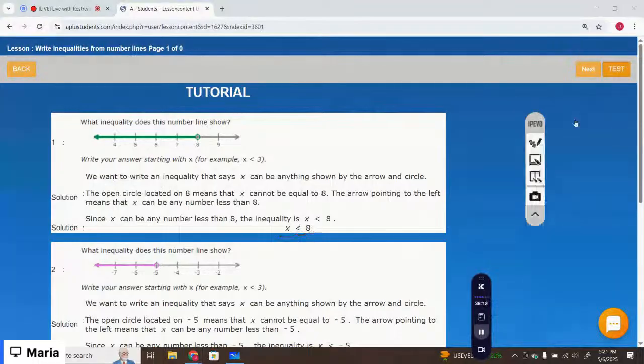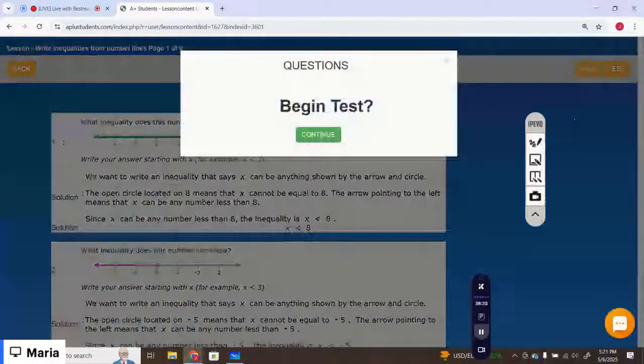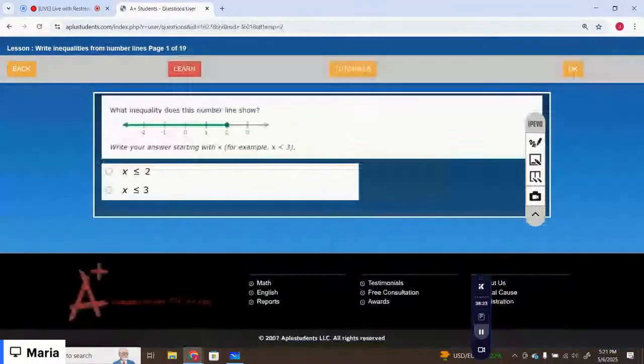Let's just start with test questions. What inequality does the number line show? That is x is less than or equal to 2. All the numbers that are less than 2 are the solution, and 2 is also the solution because we have a closed circle at 2. So x is less than or equal to 2.